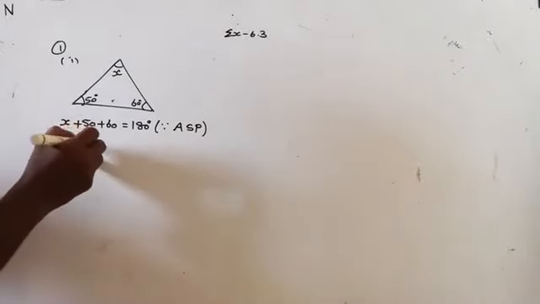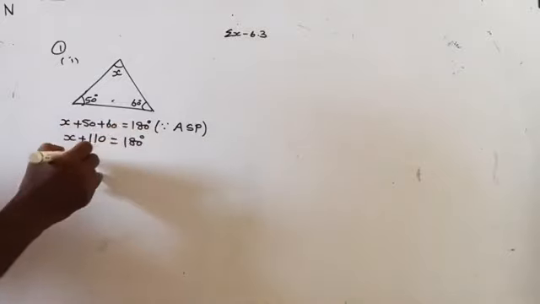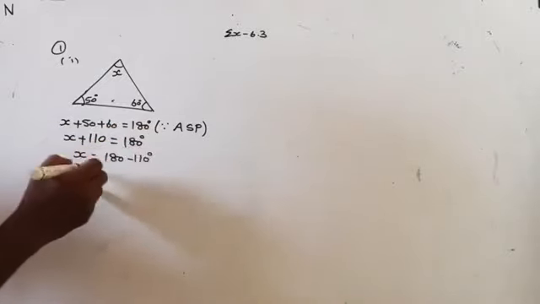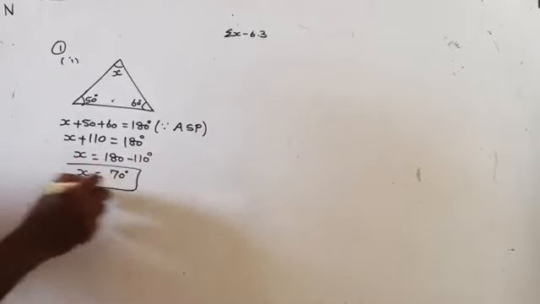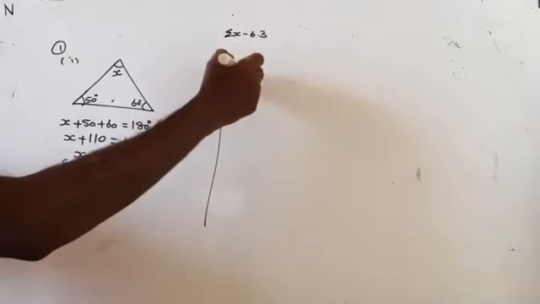So x plus 50 plus 60, that is 110, is equal to 180 degrees. So x is equal to 180 degrees minus 110 degrees, which is equal to 70 degrees. Right? They asked us to find the value of unknown x in the following figure. Yes. Come to the second part now.